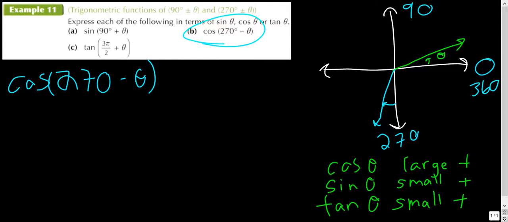So let's think. The cosine of 270 minus theta compared to the original. Well, we know this looks like kind of a small value. It's not moving very far off the axis. And we know that it's a negative number. Well, it's going to deal with its cofunction. So its cofunction is sine.